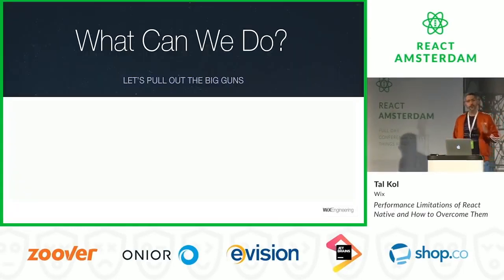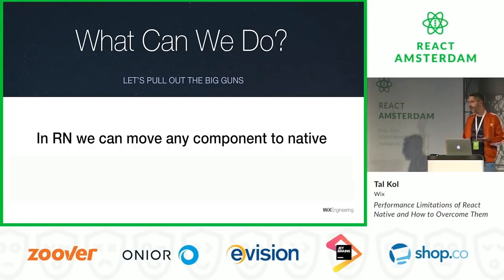First, we're going to try to implement this several times. So for our second attempt, we're going to pull out the big guns. And the big guns are native. We're running on a native platform. If we have a problem, let's just run there. It's a trick we can always use.